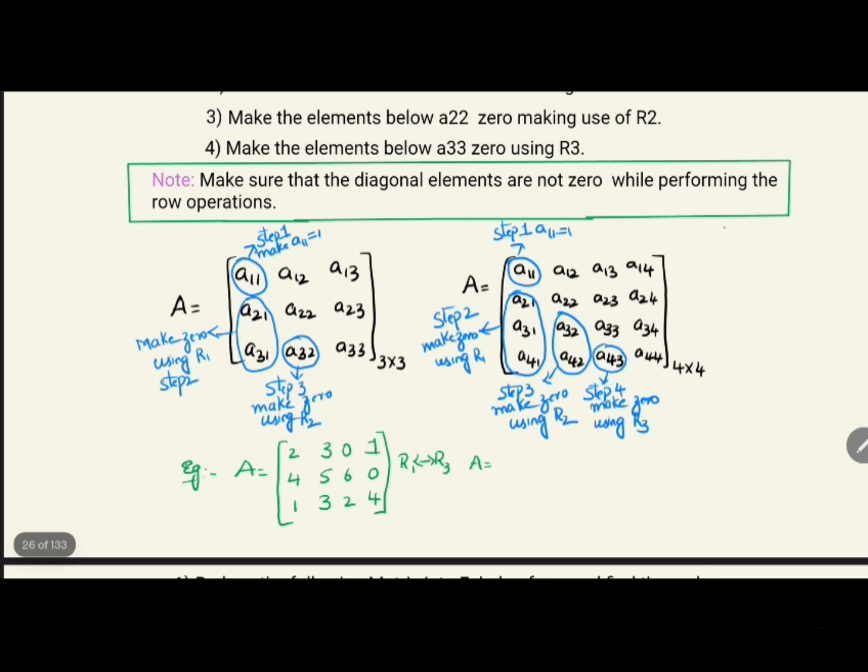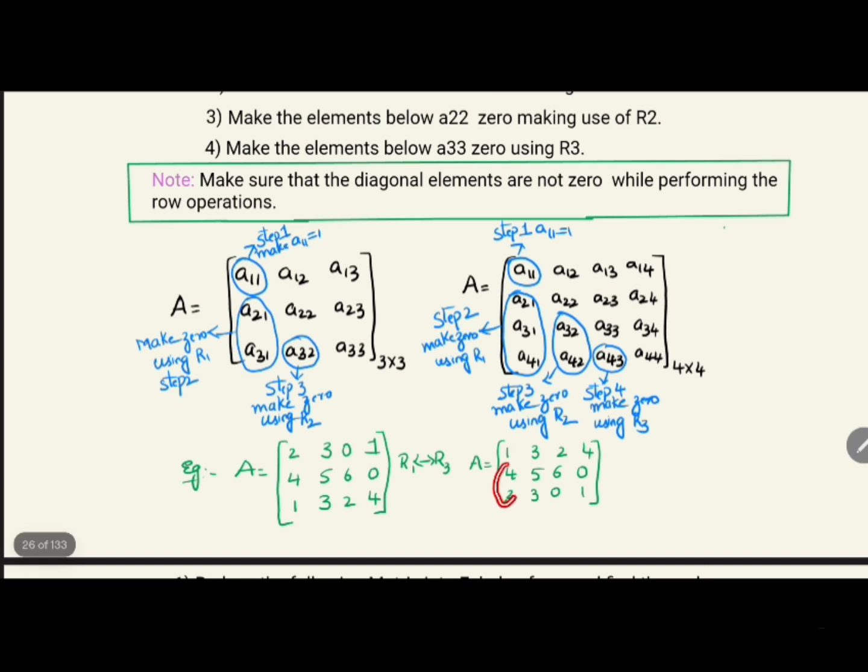Then what will be the matrix? Swapping is nothing but interchanging the rows. Now the third row will become the first row, that is 1 3 2 4. The second row remains the same, that is 4 5 6 0, and the first row will become the third row now. So that is 2 3 0 1. So now the first step, A11 is equal to 1, is satisfied.